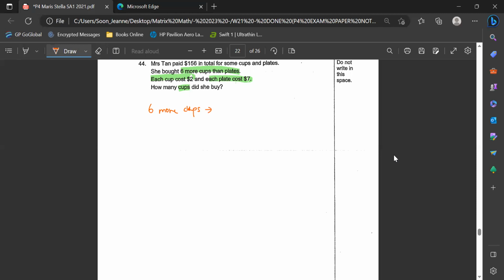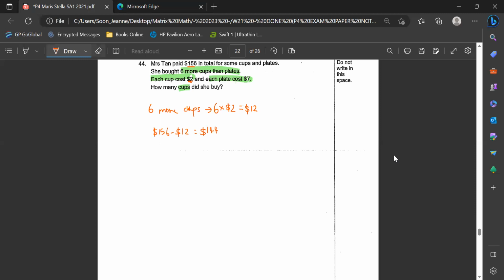So let's look at the amount of money she paid for the extra 6 more cups. 1 cup is $2, right? So 6 cups will be 6 times 2. She paid $12 more for the total number of cups than plates. So we're going to take away the $12 from 156. Okay, so 156 minus 12 equals 144.